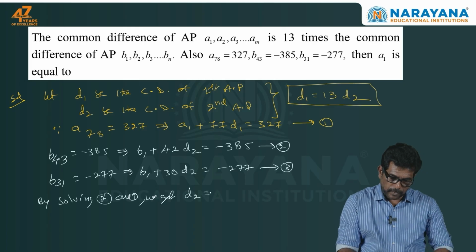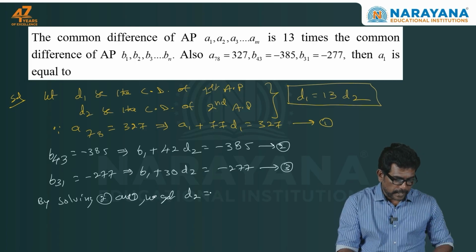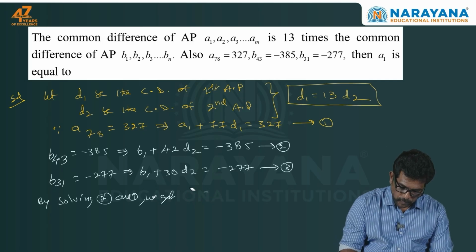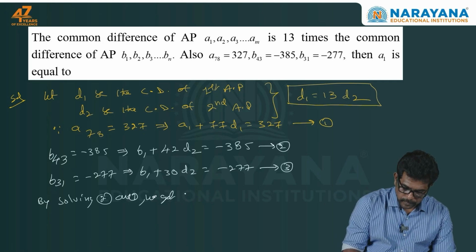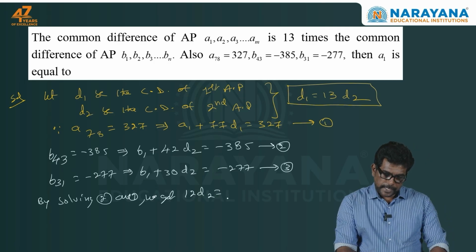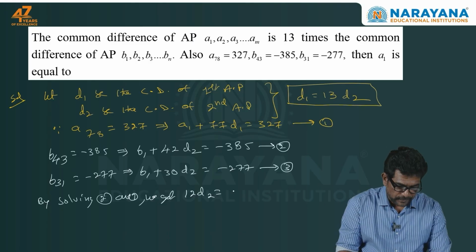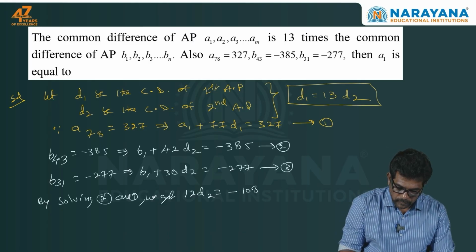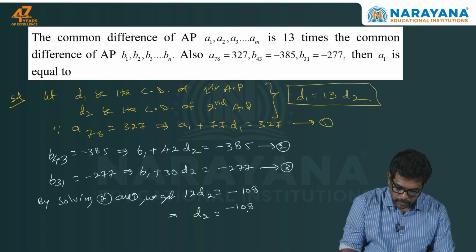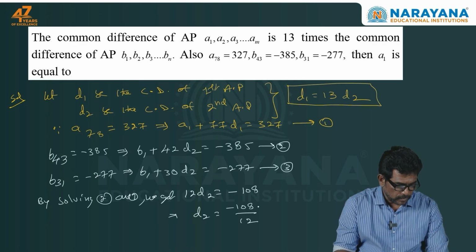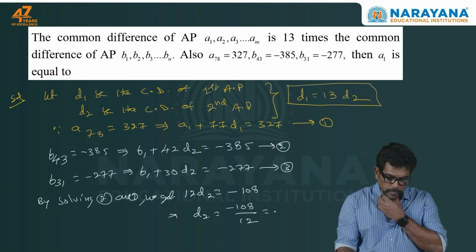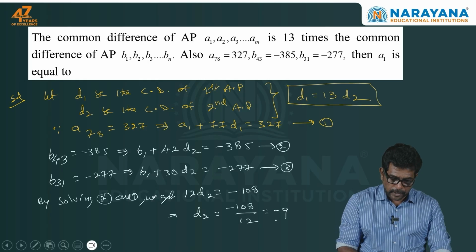D2 is equal to, that is 42 minus 30. 42 minus 30 means 12 D2. 12 D2 is equal to minus 385 plus 277, which is equal to minus 108. So from this, D2 is equal to minus 108 by 12, which is minus 9. D2 is equal to minus 9.